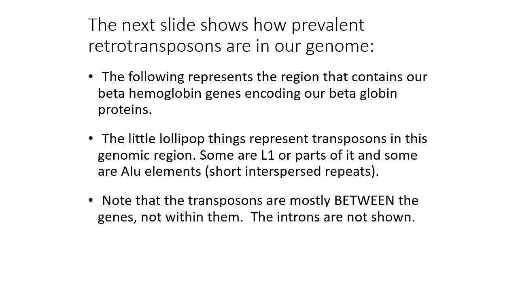Okay, so just to emphasize how prevalent these are in our genome, I'm going to show a picture of the beta hemoglobin genes. Now, the beta hemoglobins are encoded by a gene cluster where the different forms of the beta globin gene that are prevalent at different times in our life, fetal and embryonic and adult, are arrayed together in a cluster. So the little lollipop things represent transposons.